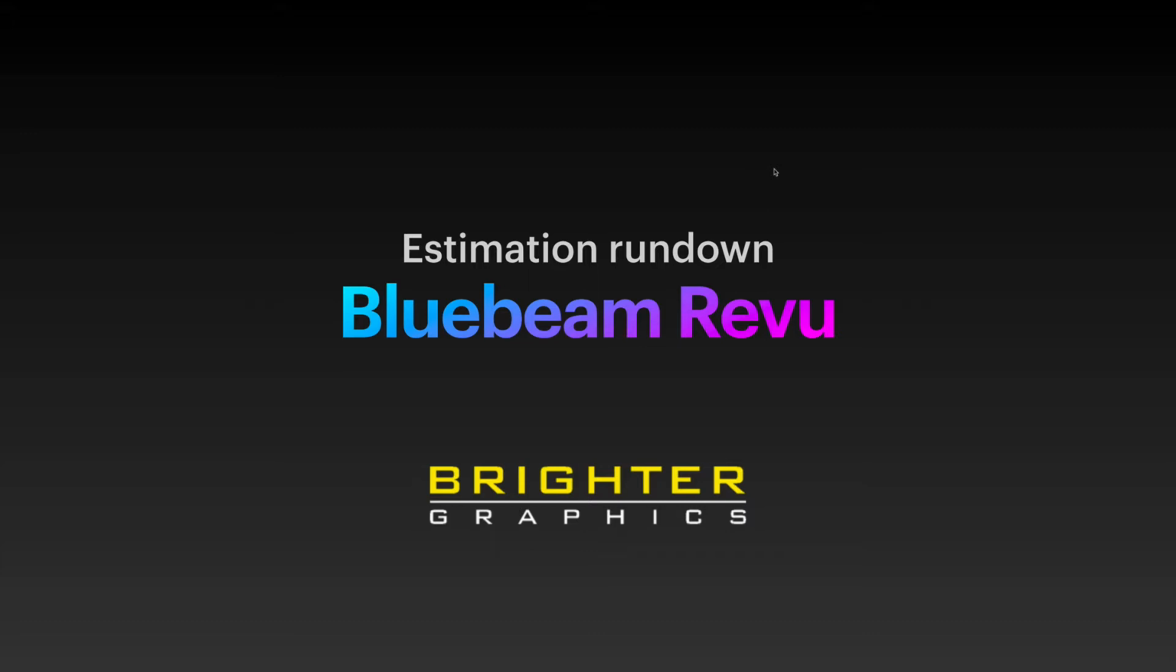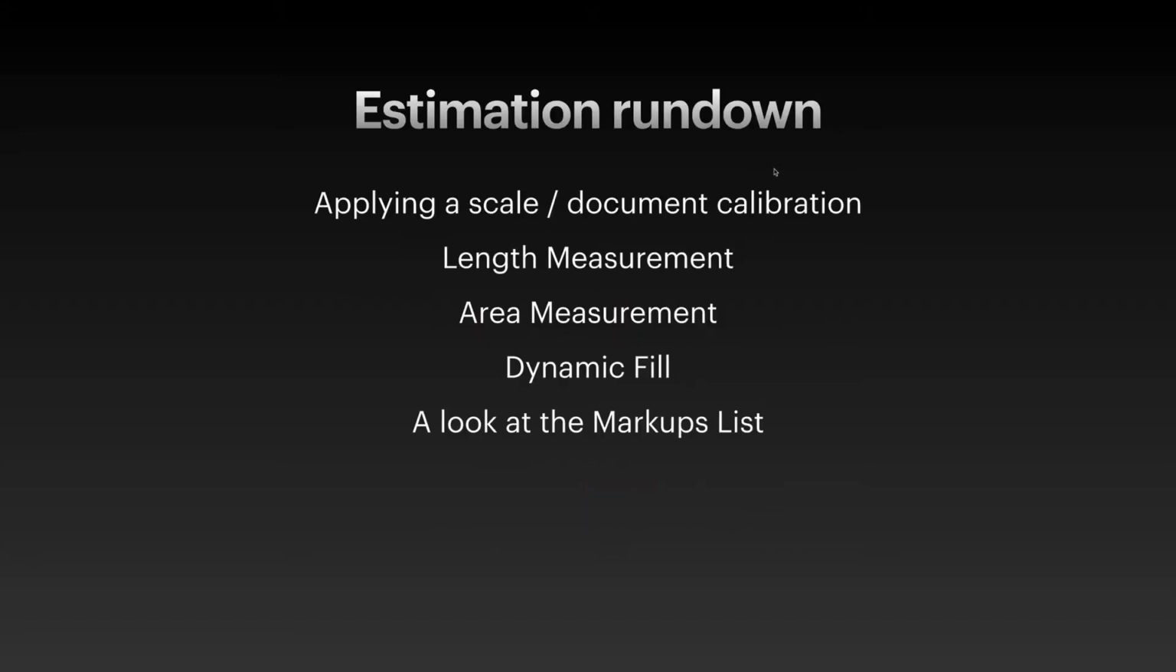While we're waiting for the last people to click their links and join us here, we are going to have a short introduction, a quick look at the things we are going to do today. As said, this is a quick estimation rundown, and during the next 25 to 30 minutes we're going to have a look at applying a scale or doing a document calibration to make sure all your measurements have the right measurement. Then we are going into looking at the length and area measurement, which are the most important or the most used measurement tools in Revu.